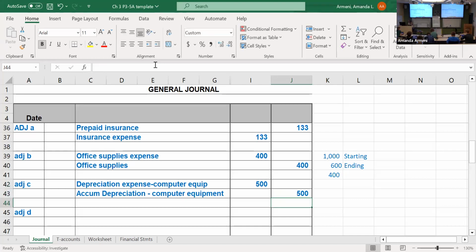This was probably the most funky adjustment that we went through in chapter 3, because it was this weird account that doesn't fit nicely into this accounting equation that I've been beating you over the head with for the last 4 weeks, right? So it's just an additional element to our accounting process that we have to remember. Accumulated depreciation. Any questions about adjustment C?